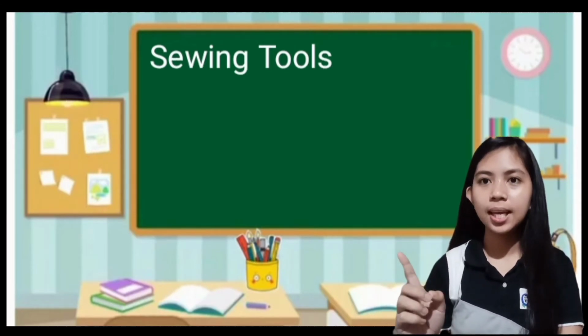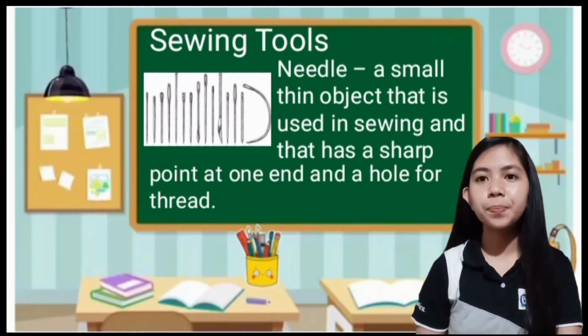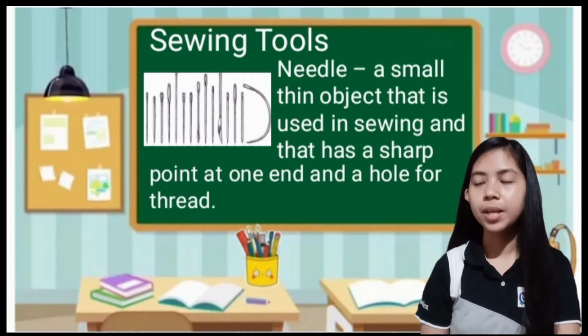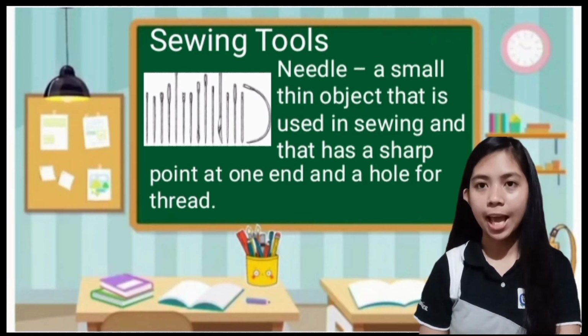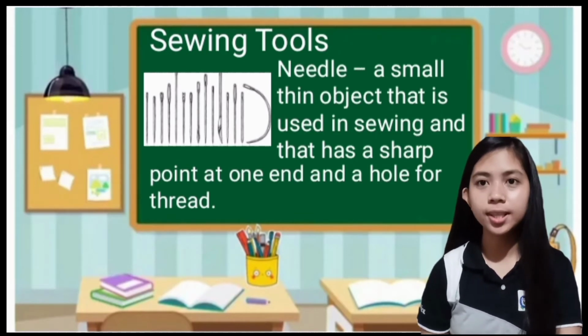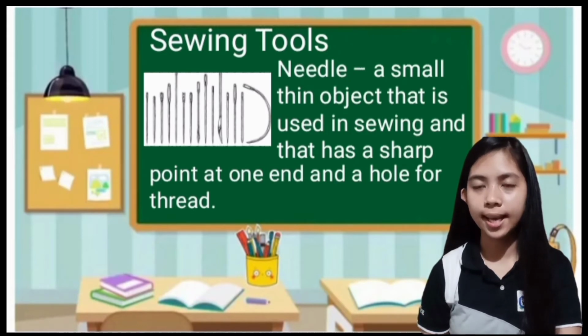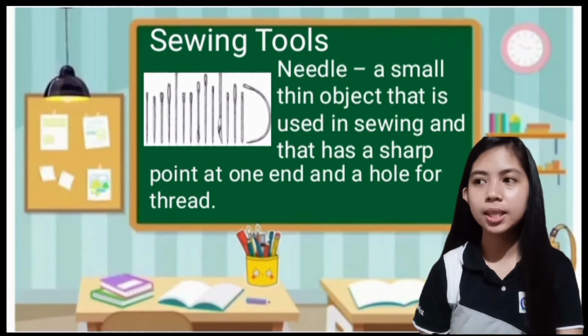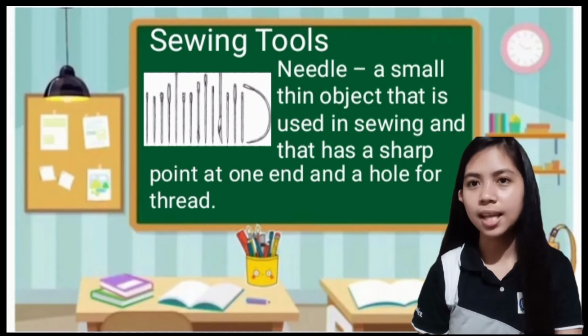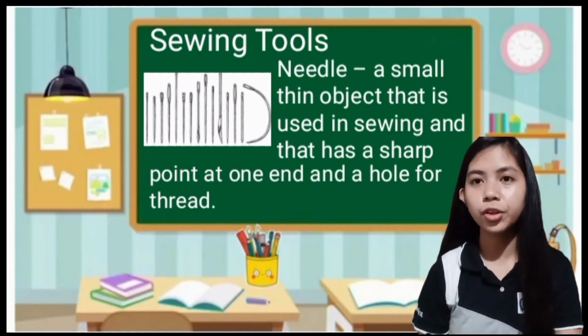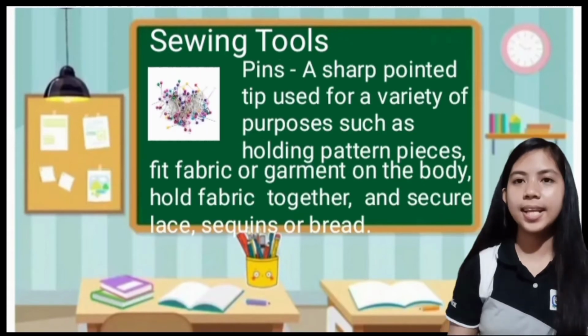First is the needle. Needle is a small thin object that we use in sewing. It has a sharp edge at one point and a hole for a thread. There are different needles in sizes in the use of sewing.